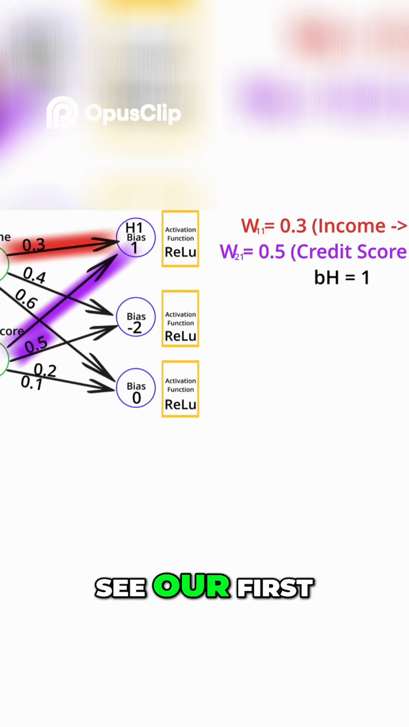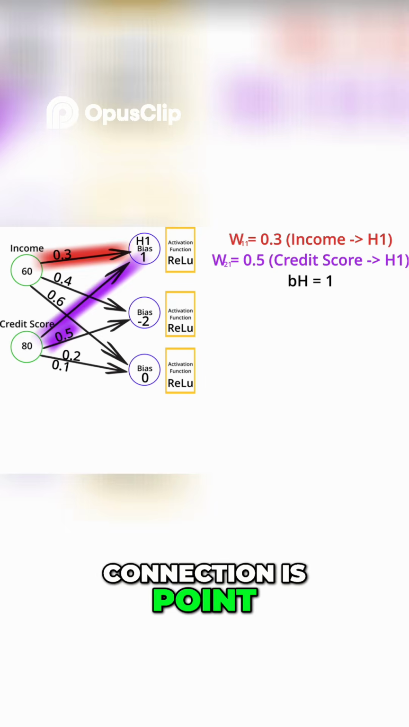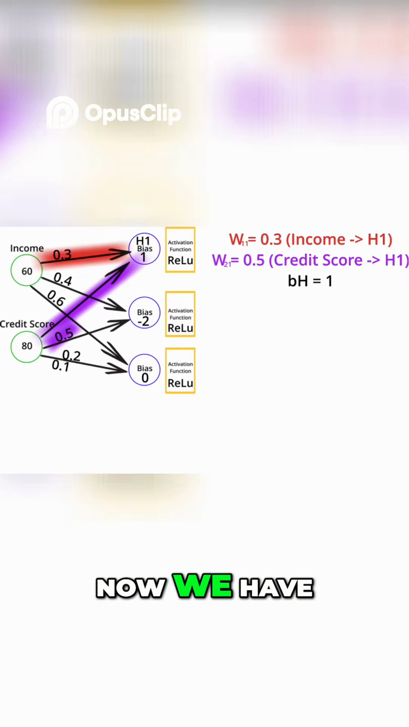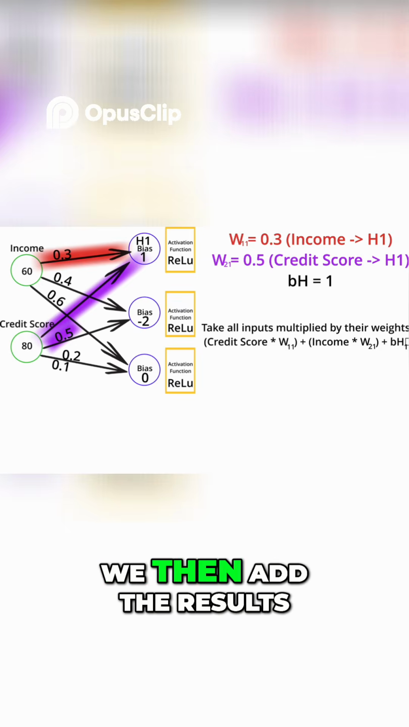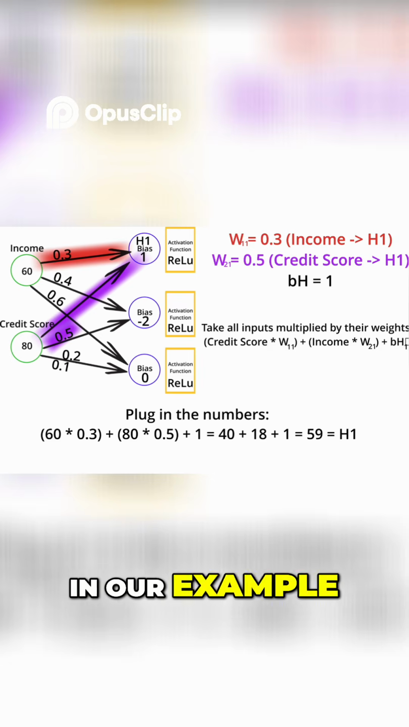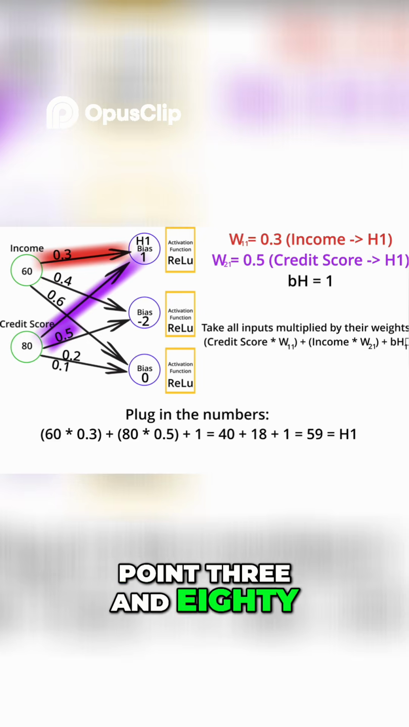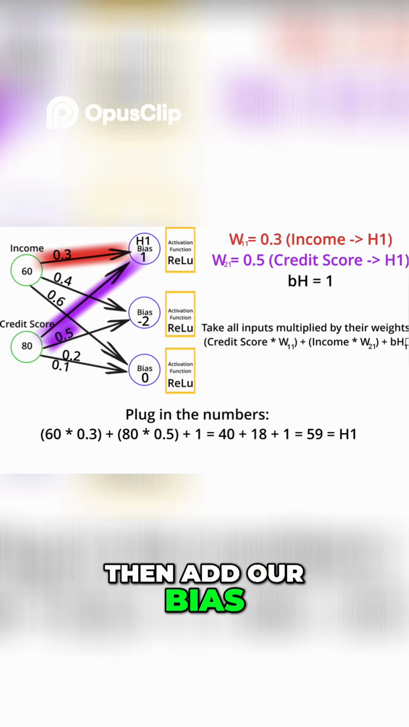Okay, so we can see our first weight of 0.3 in red. Our second weight connection is 0.5 and is in purple. Now we have to multiply each input by their own respective weight. We then add the results, and on top of that we have to add our bias. In our example, we have to multiply 60 by 0.3 and 80 by 0.5. We then add that up and then add our bias of 1.